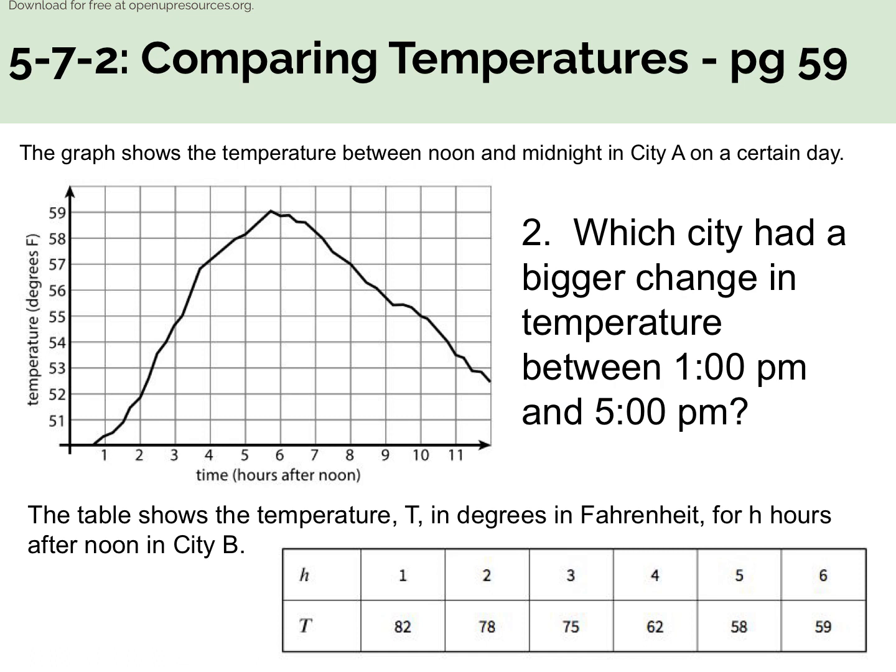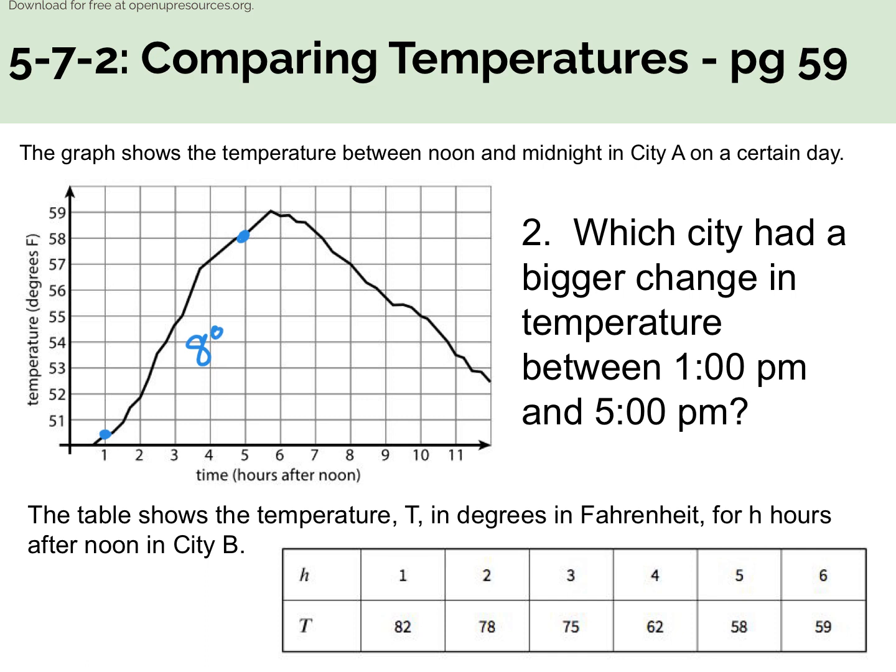All right, number 2, which city had a bigger change in temperature between 1 and 5? So let's go back to the graph. 1 starts at, I guess maybe, 50. 5 is 58, so that's about 8 degrees.